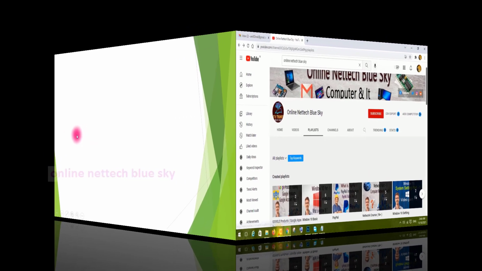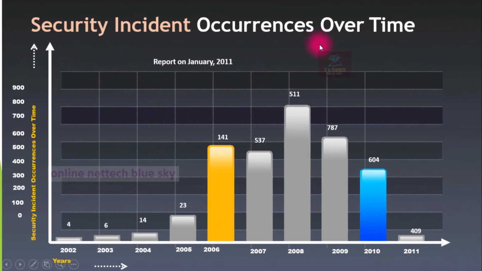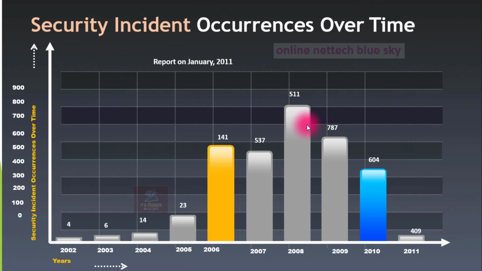So let's continue this video. You can see here security incidents occurring over time. This report is from January 2011, and a lot of people were victims of computer hackers. Some security incidents affected thousands of computers, hacked and damaged. Since the start in 2002, 2003, 6%, 40%, and in 2008, 5 million, 11,000 times, a lot of computer machines were hacked and damaged in this report from January 2011.